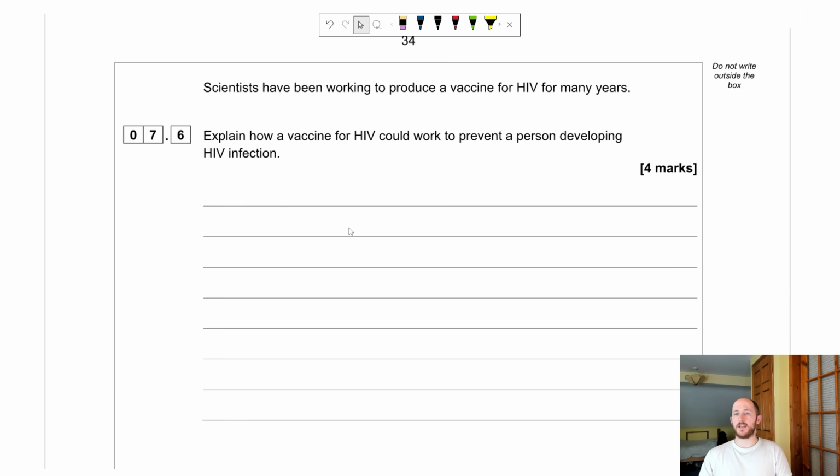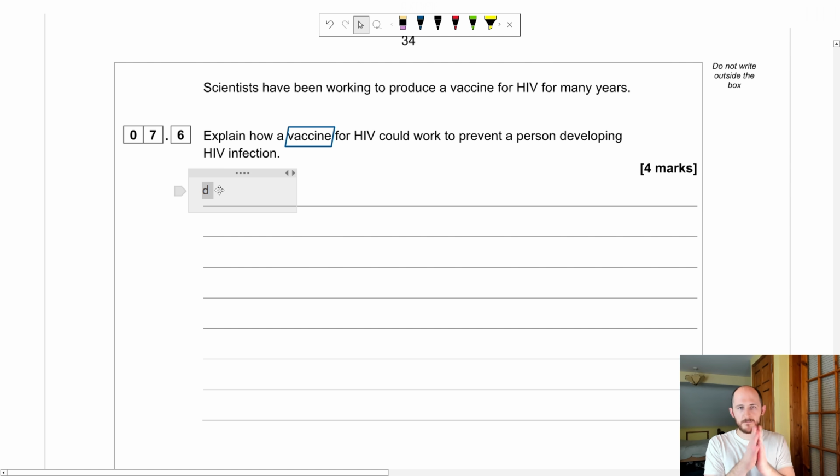So scientists have been working to produce a HIV vaccine for many years. Explain how a vaccine could work. So, by the way, this is a bit of a red herring question because it's not really about HIV. It's about how vaccines work. That's actually the question you're answering. How do vaccines work? So, let's get out our vaccine-related knowledge. So what happens? Well, and this, by the way, is the key thing, it's how vaccines work, but replace the word pathogen with HIV.